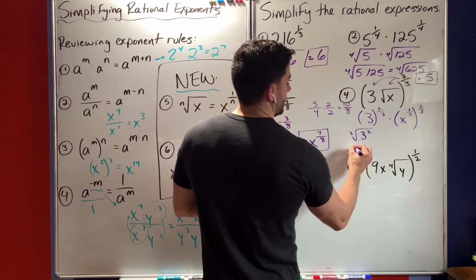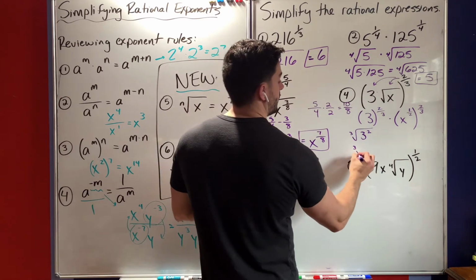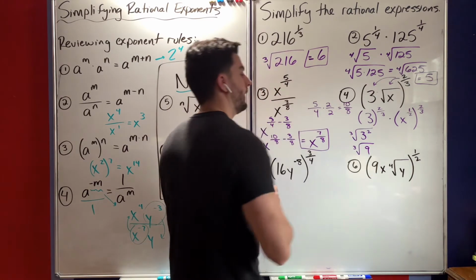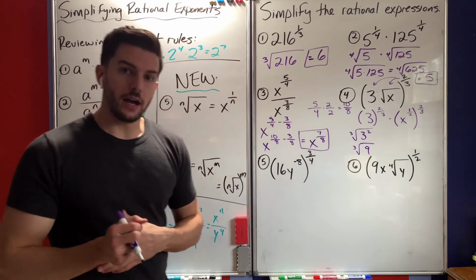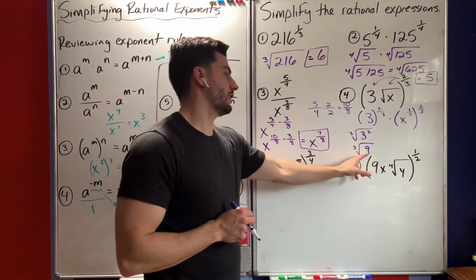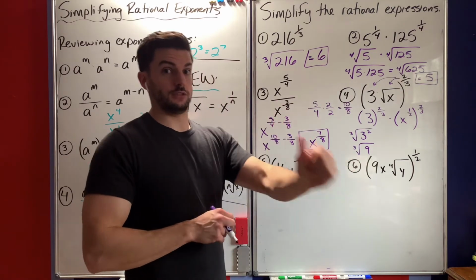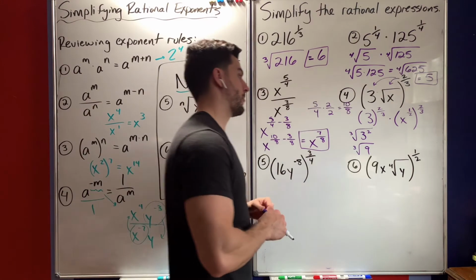So I take the cube root of 3 squared, and what's 3 squared? 3 squared is 9, right? So the cube root of 9 is what that part turns into, and again, I can't really simplify that anymore, because I would need a group of three 3s to take the cube root of it all.